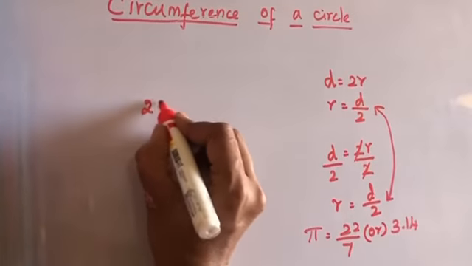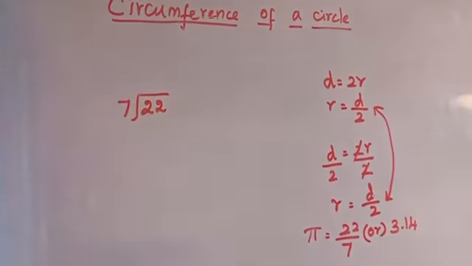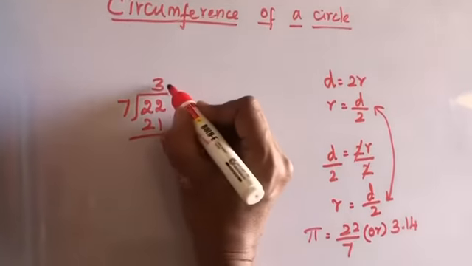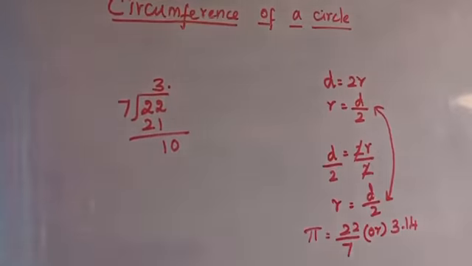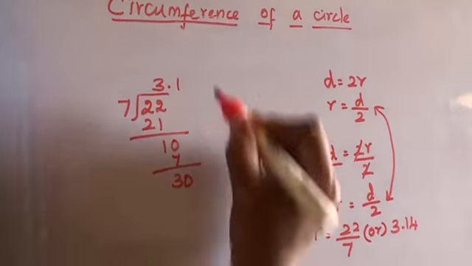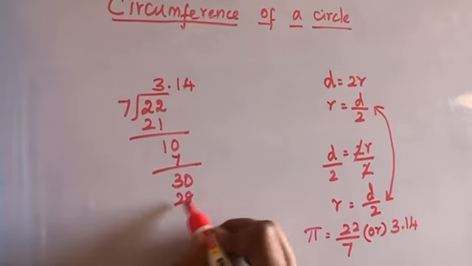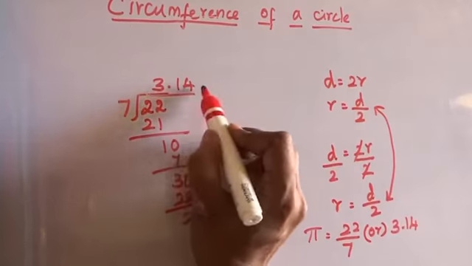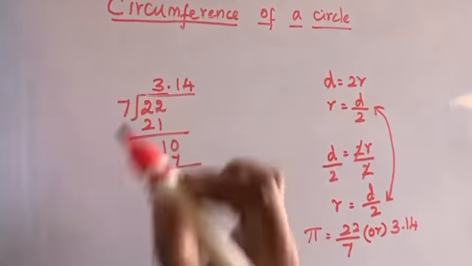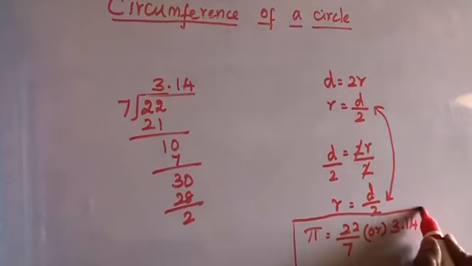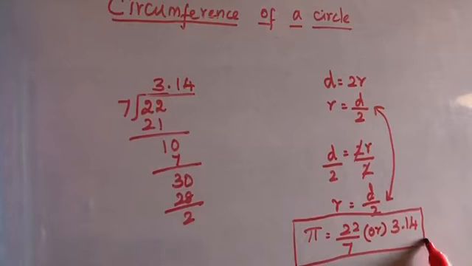Shall we do it? So 22, if I divide it by 7, 3 times, right? 3 7s are 21. Remaining 1. If I keep a point here and 0, 1 7 is 7. Remaining 3. I'll add on 0 again. 4 7s are 28. Remaining 2. It will go on like this. Look at the quotient. It is 3.14. So this is the value of pi. Pi is equal to 22 by 7 or 3.14. You can use any of the values.